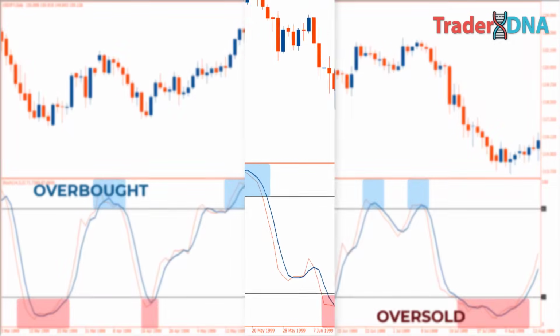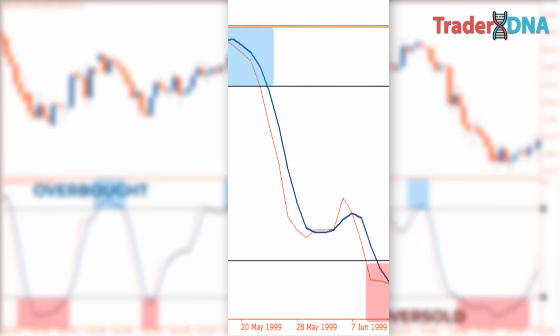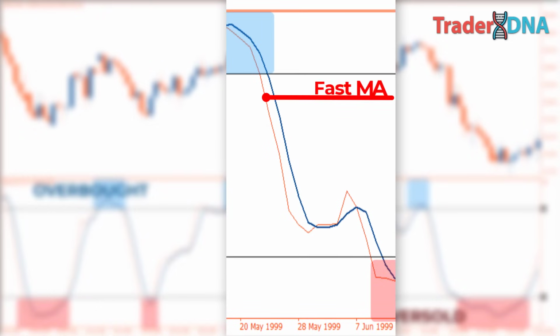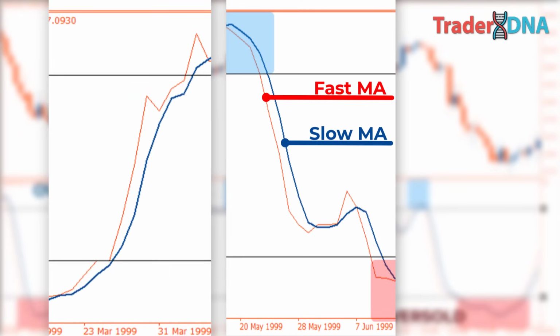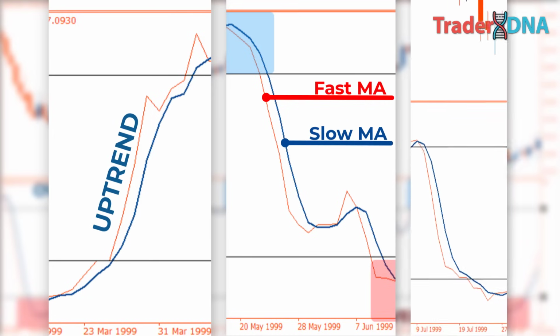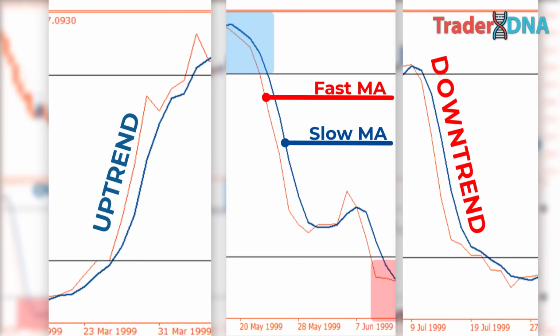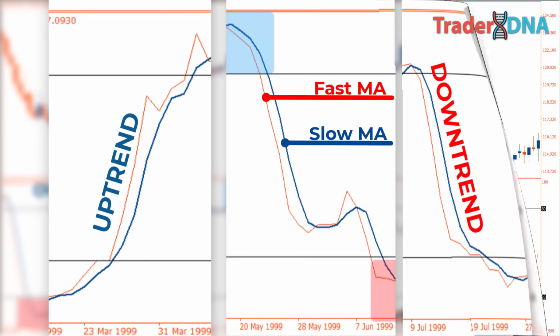The stochastic indicator comprises two curves. The fast-moving average, indicated with red color here, and the slow-moving average, represented by the blue line. When the red curve is positioned above the blue curve, it signifies an uptrend, while if the red curve falls below the blue curve, it indicates a downtrend. Many traders employ this technique for timing their market entries and exits.